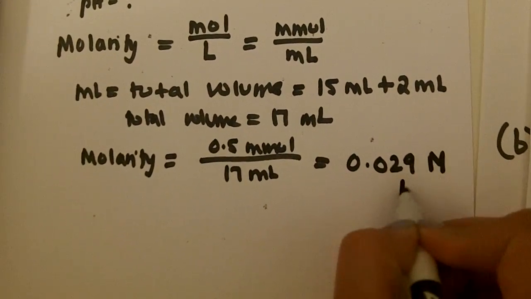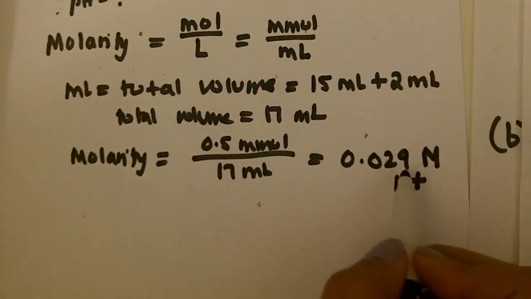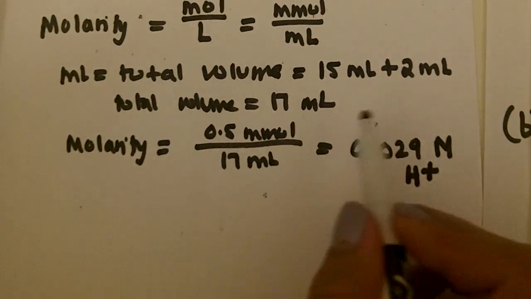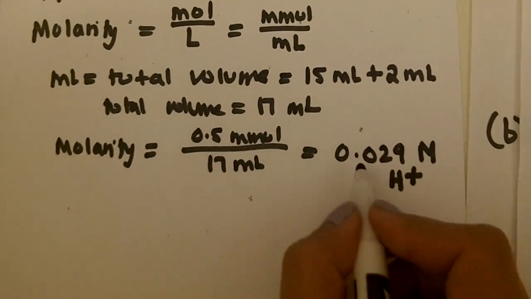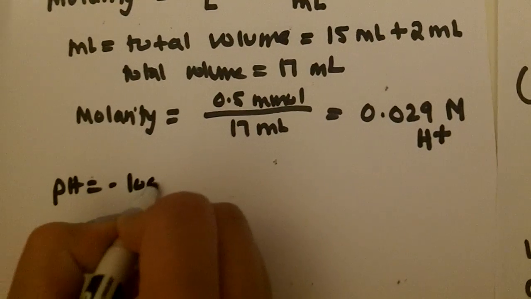0.029 molar H plus. I really recommend that you write everything out, like how much you have of each thing, so you don't get everything confused. Now that we have our molarity for H plus, pH is equal to the negative log of that.